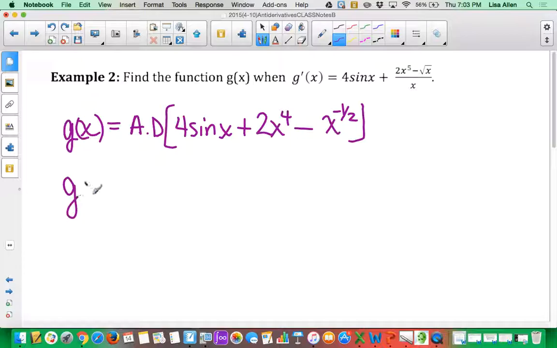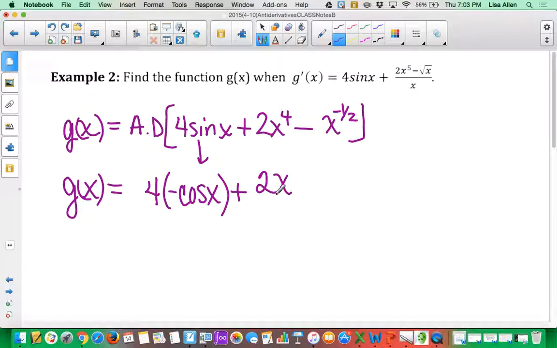So I have g of x is equal to, so the antiderivative of 4 sine x would be, keep the constant, remember, and then it would be negative cosine x plus, then I have a 2, leave the constant, carry it with you, x to the 5th power, 4 plus 1 over 4 plus 1, minus x to the negative 1/2 plus 1, which would be positive 1/2, over positive 1/2. And then plus the arbitrary constant c.